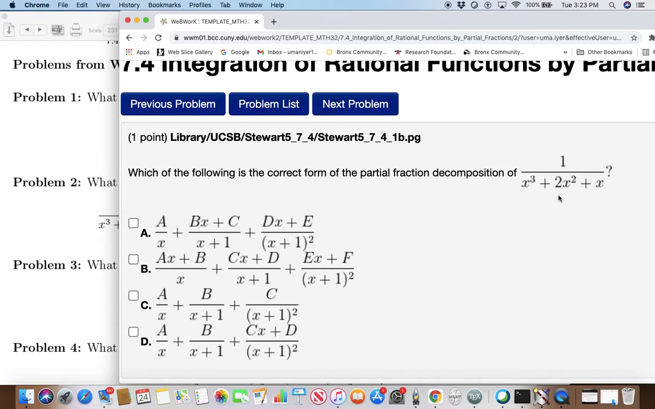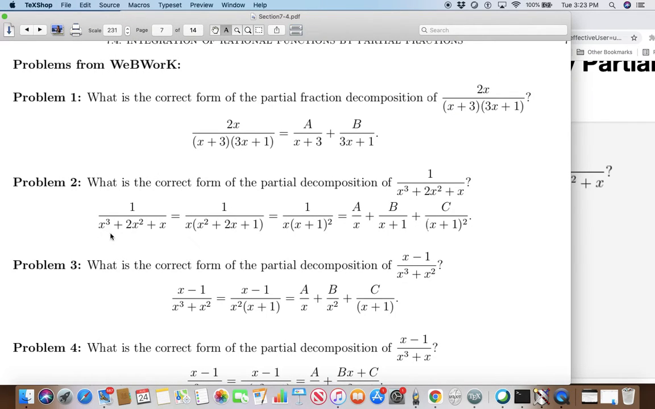Next problem. Which of the following is the correct form of the partial fraction decomposition of 1 over x cubed plus 2x squared plus x? We need to factor the denominator. You notice x is common. When I pull out x common, I'm left with x squared plus 2x plus 1. This is a complete square, (x plus 1) squared. So I have one linear factor here and I have another linear factor which is repeated.